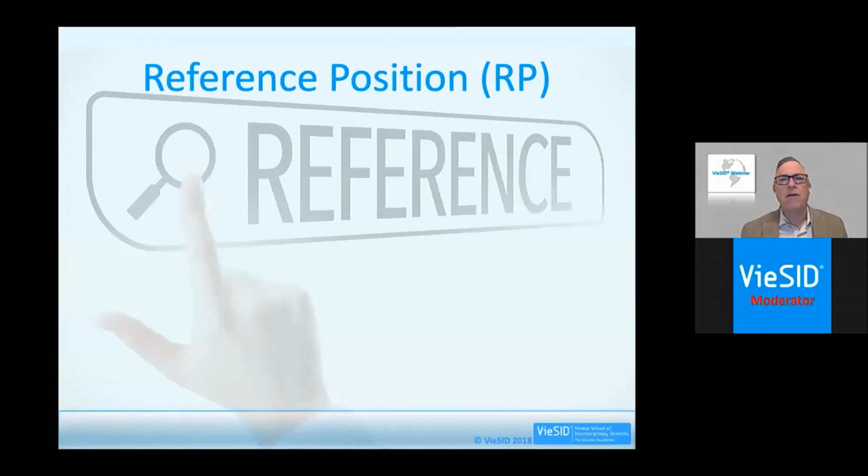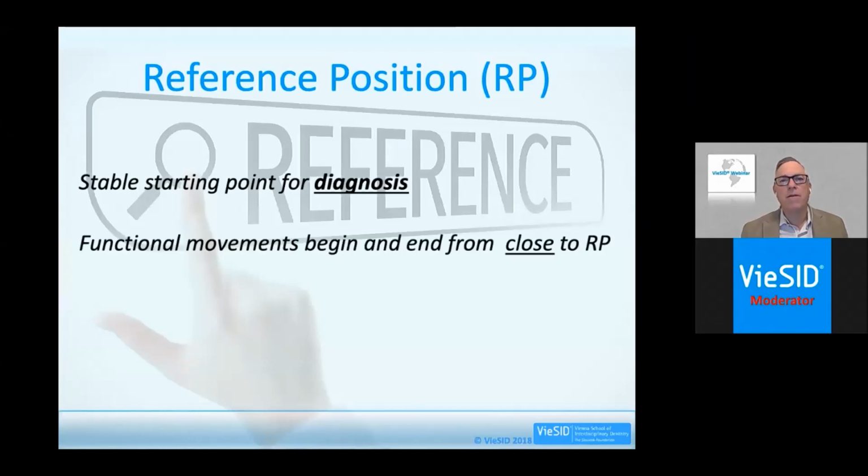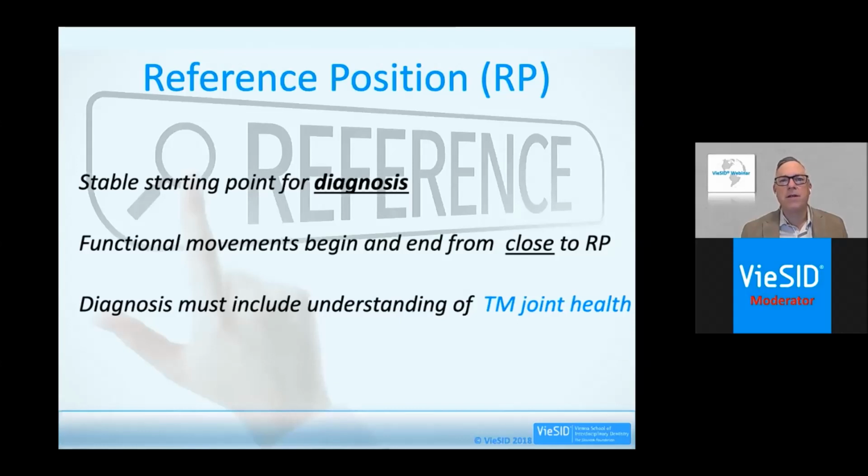It's critical to have a condylar location defined as part of our diagnosis. And we define this as our reference position. But what is this? Number one, it's a stable starting point for a diagnosis. Number two, we know that our functional movements begin and end from close to reference position. Number three, our diagnosis must include an understanding of temporomandibular joint health. And for this, we need to have a repeatable starting point to diagnose from.